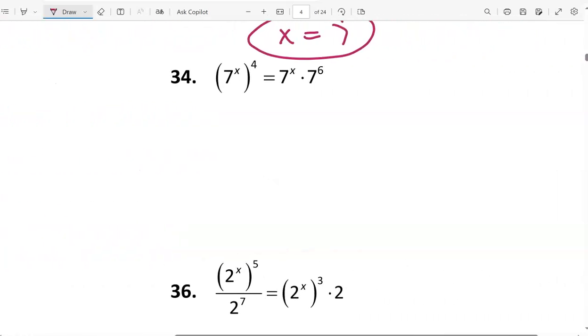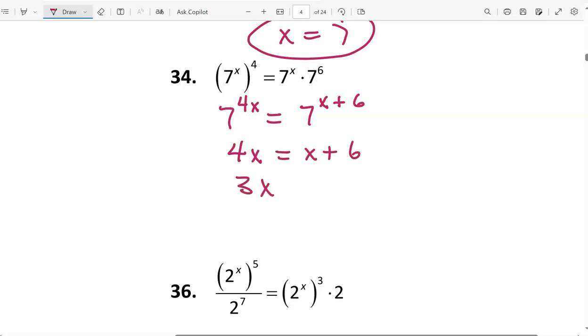For number 34, we have a power to a power. Power to a power, the exponents get multiplied. And when we multiply like bases together, we add the exponents. So now we can equate the exponents. 4x is equal to x plus 6. Subtracting x and dividing by 3, x must be 2.